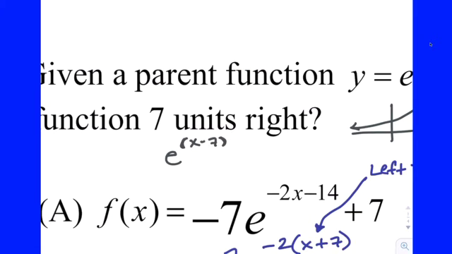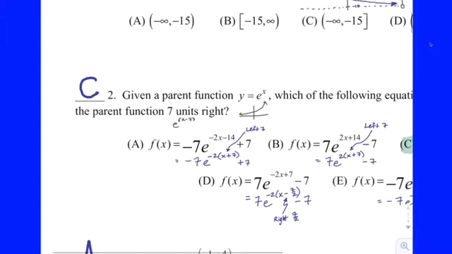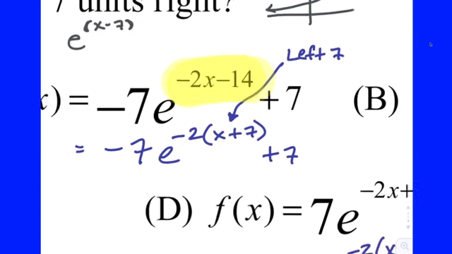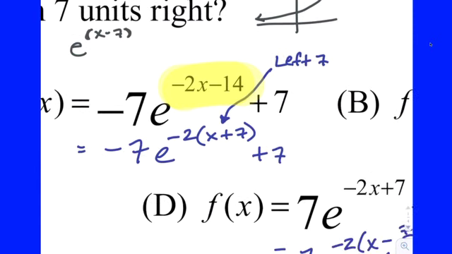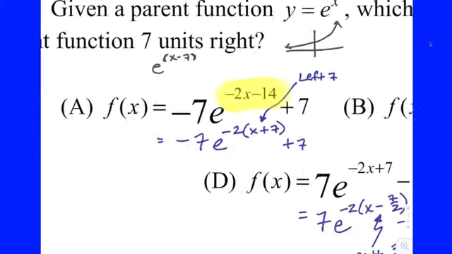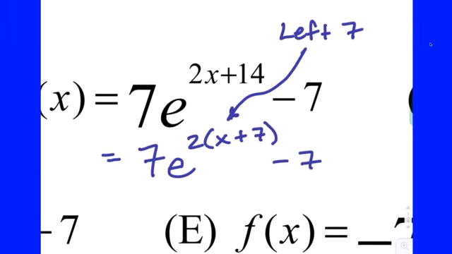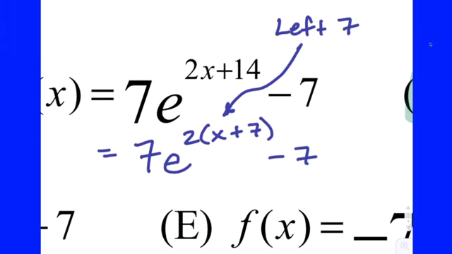So if I can go through my answer choices and look to see where I have an x minus 7, I'll have it. Now, none of these are in standard transformation form. So on every single one of them, you're going to have to factor out the coefficient of x, right? So I did that. When you factor out the negative 2, it changes the sign, and you get x plus 7. And as I wrote up there, that's left 7, okay, not right 7. So it's not A. On B, you factor out a 2, a positive 2, and you get x plus 7 again.